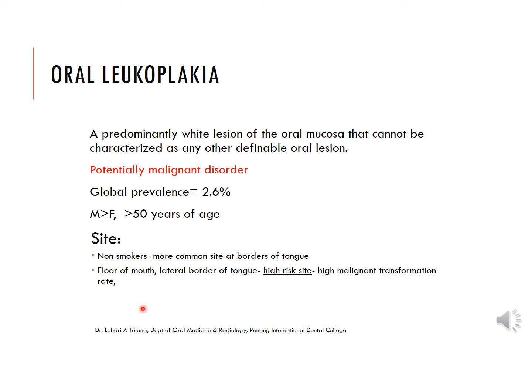And when the lesion is seen in any patient, either smoker or non-smoker, on the floor of the mouth or lateral border of the tongue, it carries a high risk. This high risk is because of the high malignant transformation rate seen in these particular areas. Now the reason could be because of blood supply. But what is to be importantly noted is that when a lesion is seen in these areas, it should be immediately biopsied and taken care of.